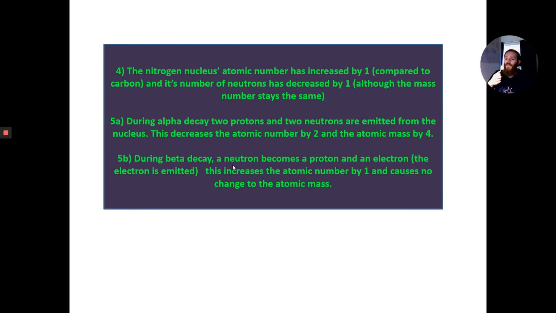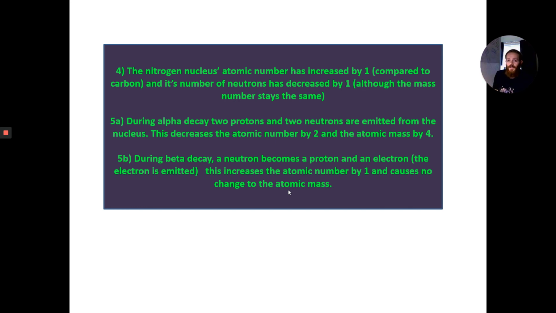So during beta decay, a neutron becomes a proton and electron. The electron gets emitted, but the proton is kind of withheld in the nucleus. This increases the atomic number by 1 and causes no change to the atomic mass. Because again, I've converted one particle with a mass of 1 into another particle with a mass of 1. And again, don't let it confuse you. We're ignoring the electron because its mass is so negligible, it basically plays no part in this. So it's converted one particle with a mass of 1 into another particle with a mass of 1.